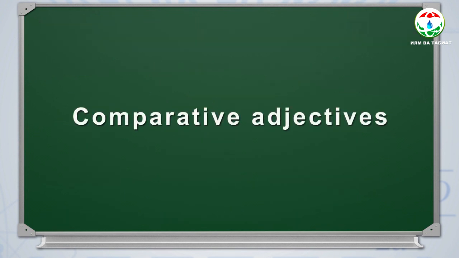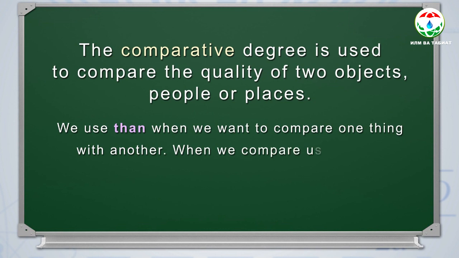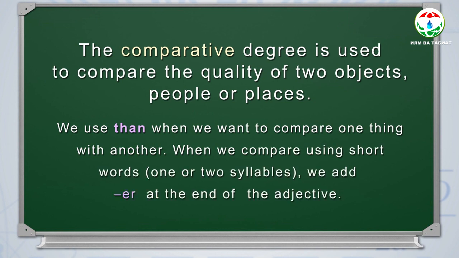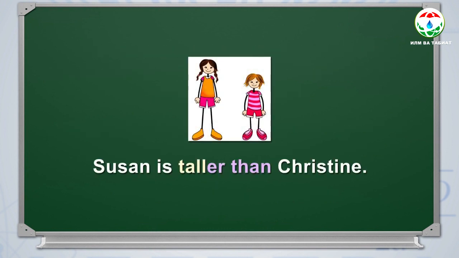Comparative adjectives. The comparative degree is used to compare the quality of 2 objects, people, or places. We use them when we want to compare one thing with another. When we compare using short words, 1 or 2 syllables, we add er at the end of the adjective. Example: Susan is taller than Kristen.